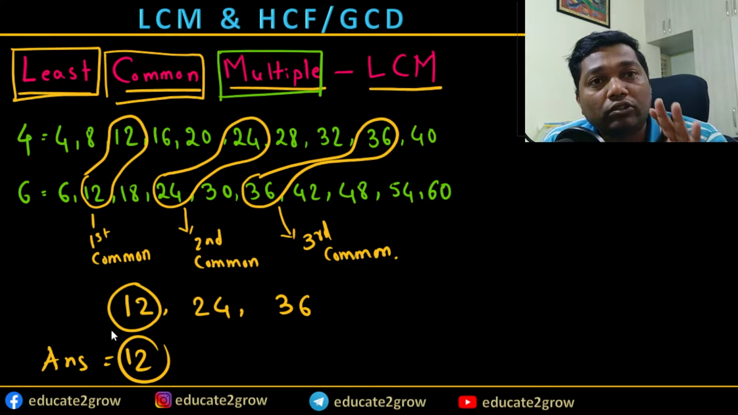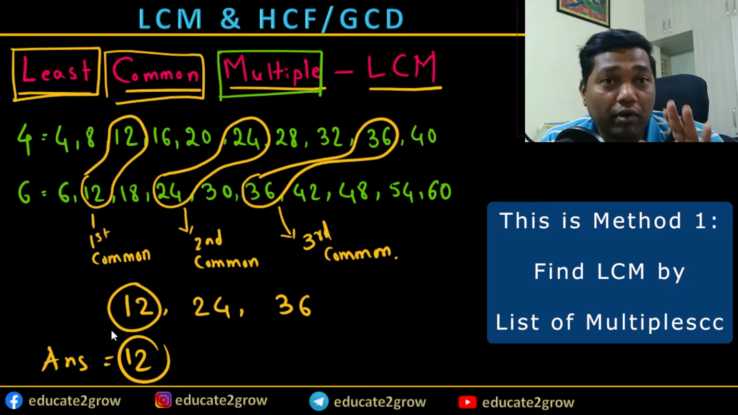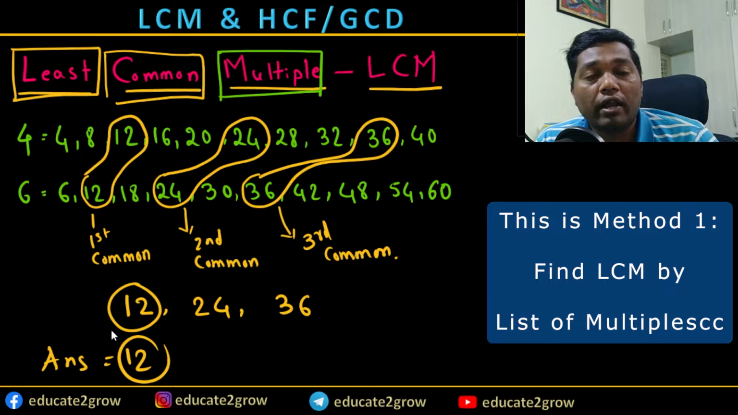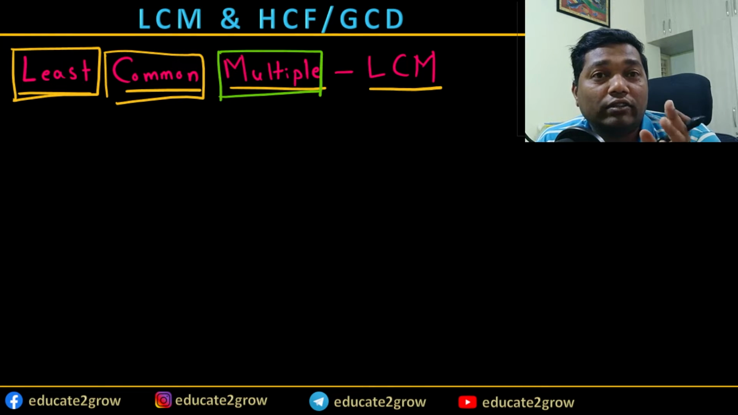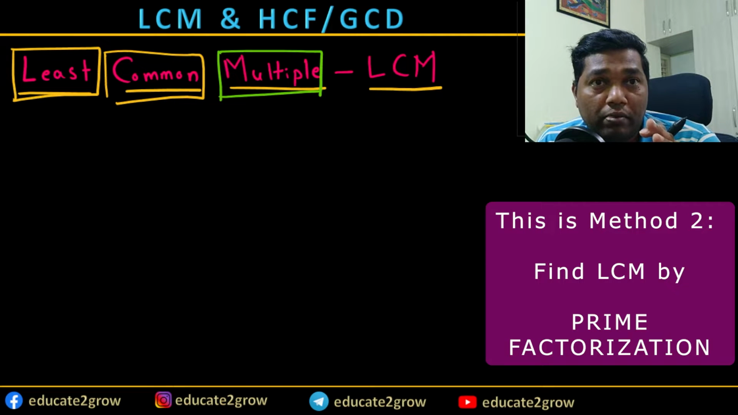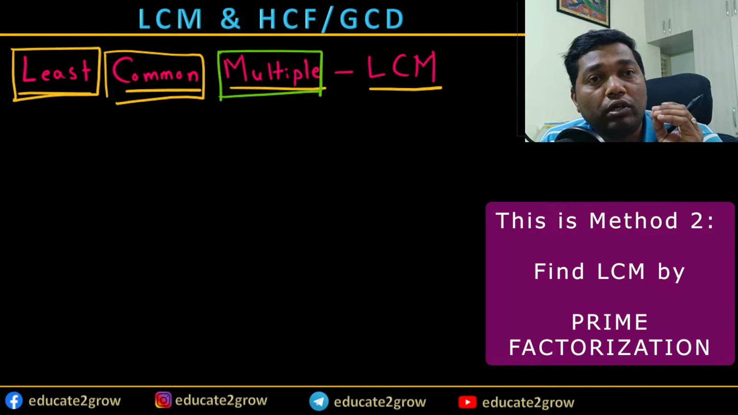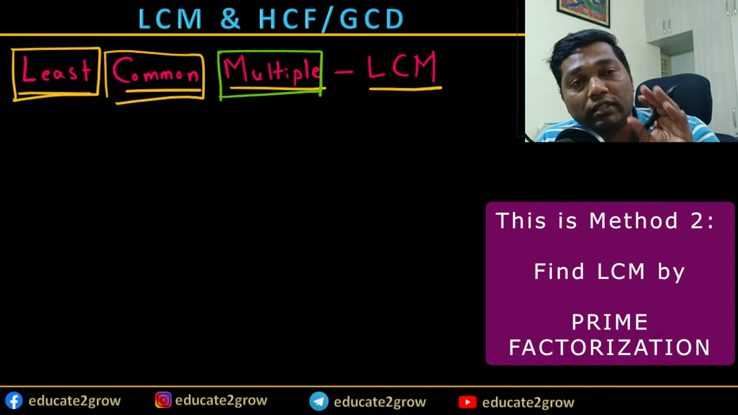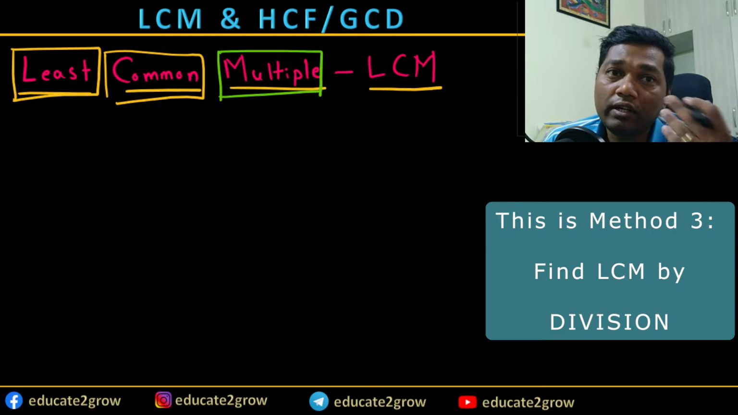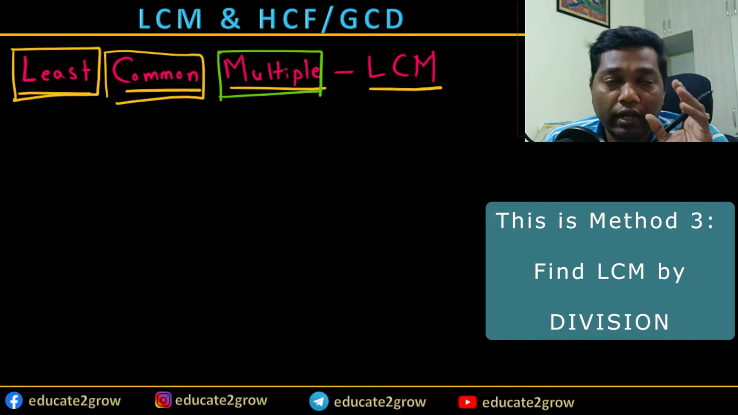So this method is called list of multiples. This is one of the methods to find the LCM. And also we have another 2 methods. Let me tell you those things. Second one is the prime factorization method. In that we are going to use only the prime numbers, and how to find those I'm going to explain taking the same examples. Then third one is the division method, taking the same example, how to divide the numbers and get the LCM number.